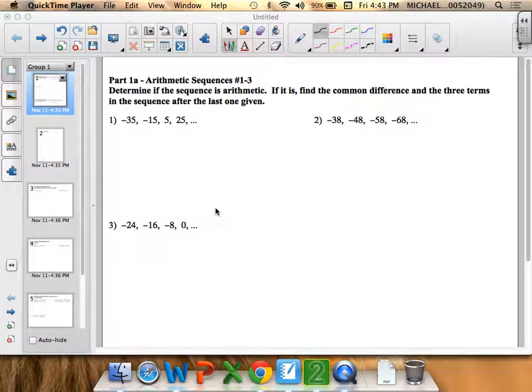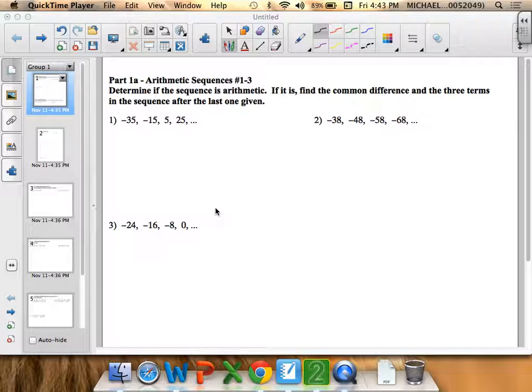All right, part 1A, arithmetic sequences. I'm going to do number 1, and then y'all are going to do 2 and 3. Instructions say determine if the sequence is arithmetic. If it is, find the common difference and the 3 terms in the sequence after the last one given.